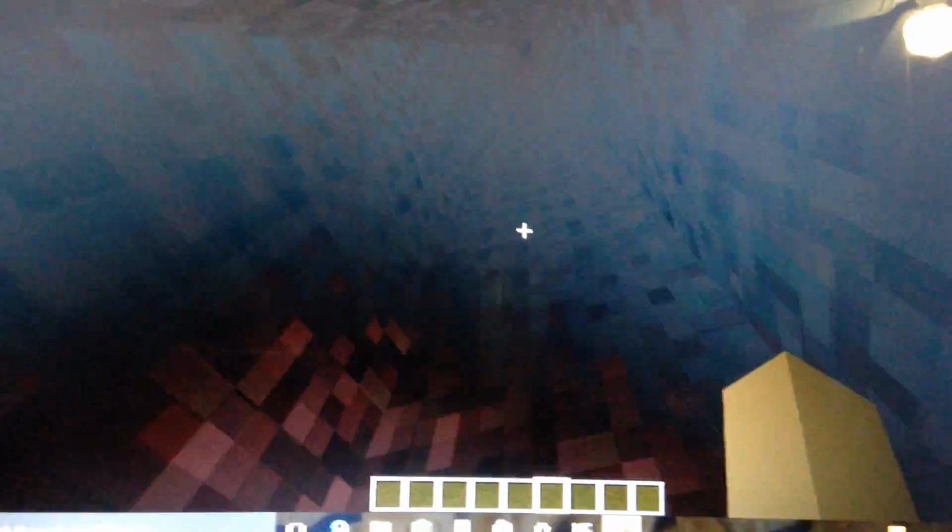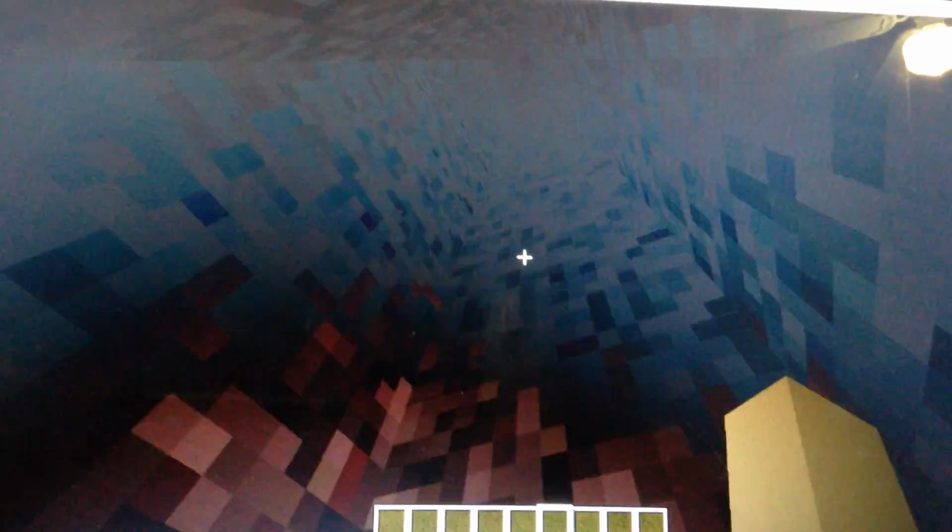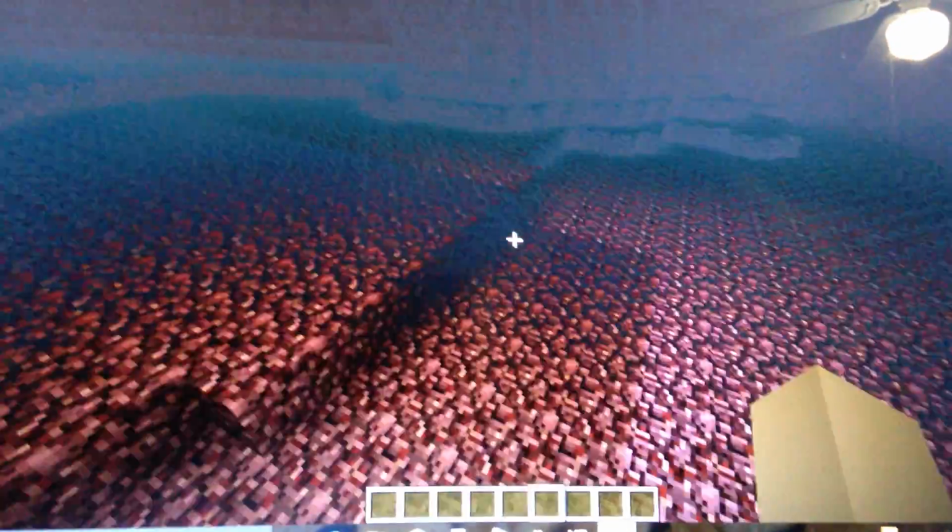Okay, there's no particles. Oh wait, look. Yeah, you can see the contrast. It's dirt. It's actually crazy. It's way smaller than the rest of the world. It's supposed to be. It's actually smaller than beyond the Nether.